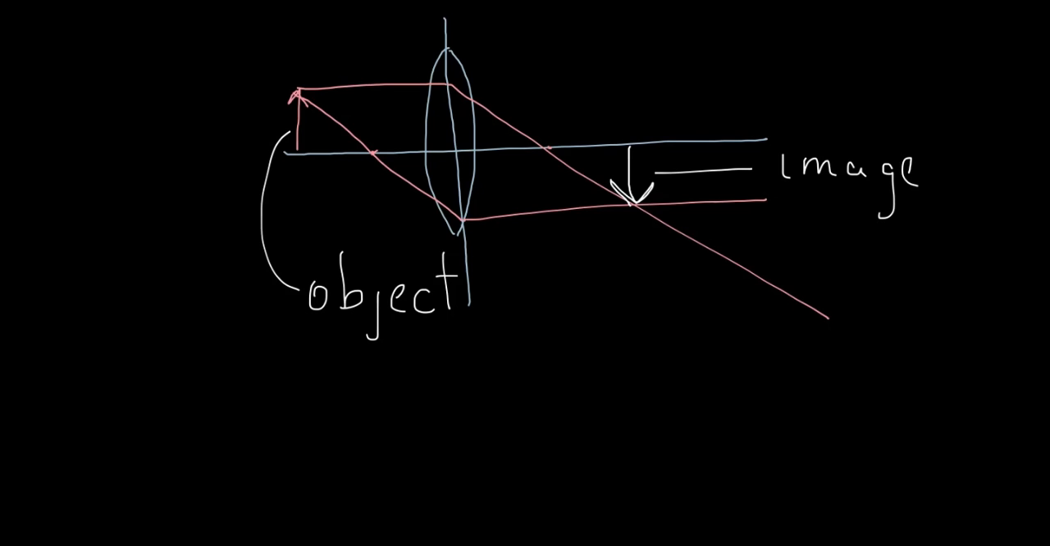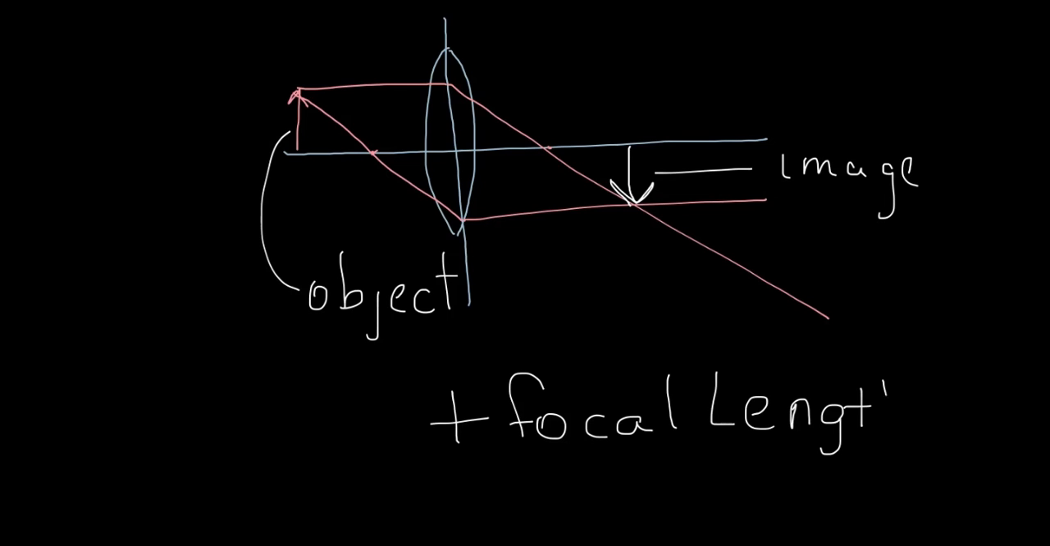Okay, a convex lens has a positive focal length, or they will say it is a positive lens. Okay, and that is our convex lenses. So for a diverging lens, it would look like this. Now a diverging lens, same thing.